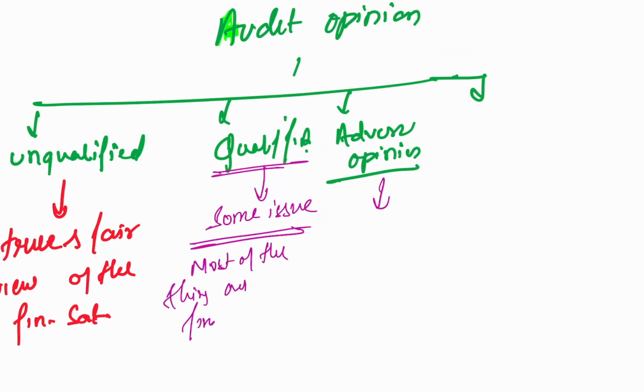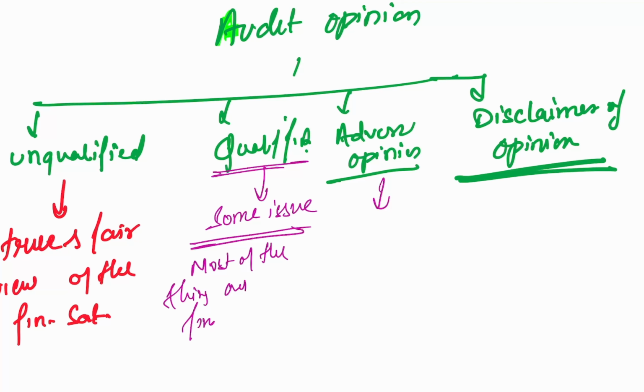Write down the fourth one, disclaimer of opinion. Over here the auditor says that we could not complete the audit, so we can't give our opinion. That means some information is missing which the company has denied they will provide, and hence they could not complete the audit, so they cannot give the opinion. That's why they say disclaimer of opinion. We cannot give our opinion. Clear?